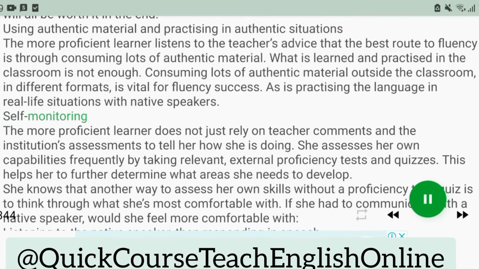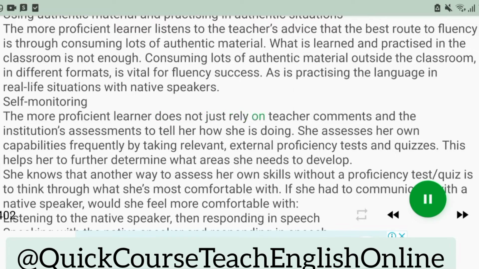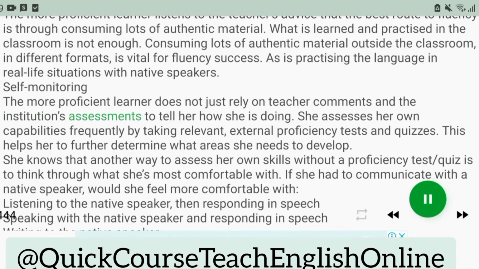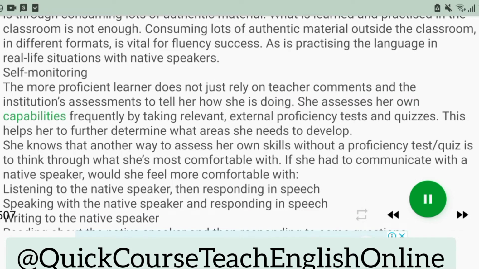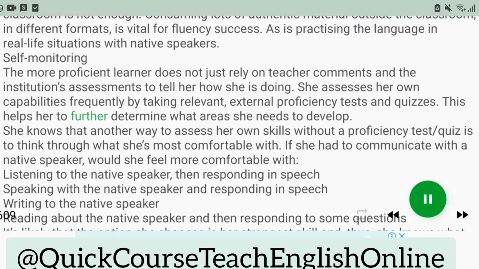Self-monitoring. The more proficient learner does not just rely on teacher comments and the institution's assessments to tell her how she is doing. She assesses her own capabilities frequently by taking relevant, external proficiency tests and quizzes. This helps her to further determine what areas she needs to develop.